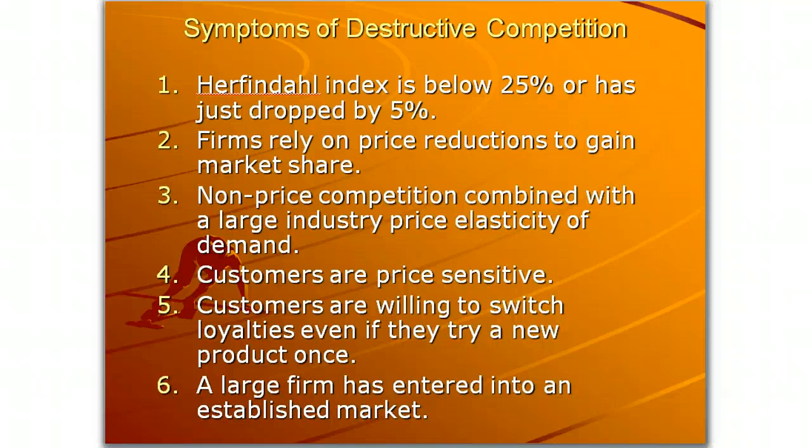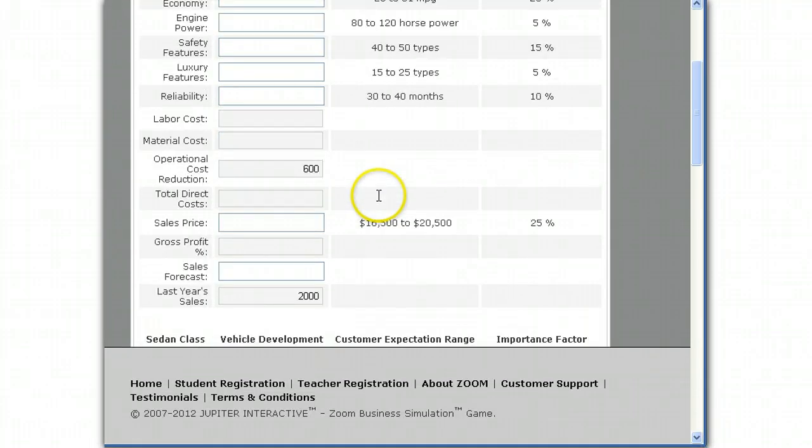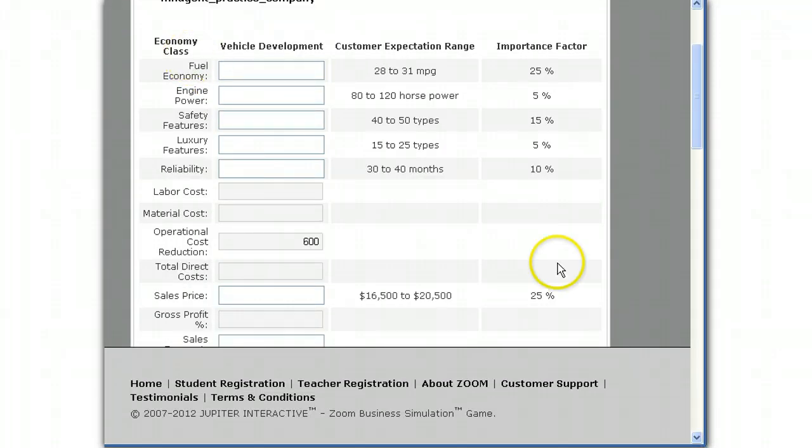Okay, number 4, customers are price sensitive, meaning that the lower price is going to drive a lot of customers to your product, and the higher price will drive a lot of customers away from your product. In some markets, customers aren't as price sensitive. Okay, so if we look at the Zoom simulation, I'm going to call that up real quick. Here we can see that for the economy class car, the sales price is 25% of the importance factor.